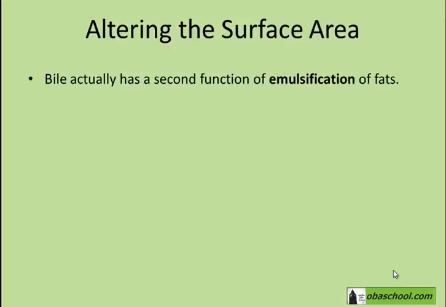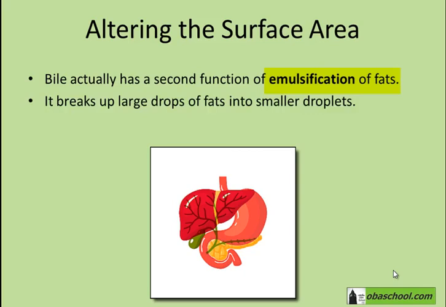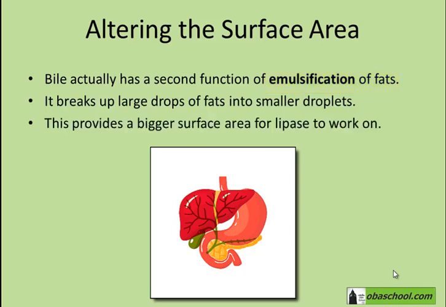So what happens? What happens is that bile actually has a second function, which is the emulsification of fats. And what this means is that it breaks up large drops of fats into smaller droplets, and this provides a bigger surface area for lipase to work on. So this is the second function of bile.